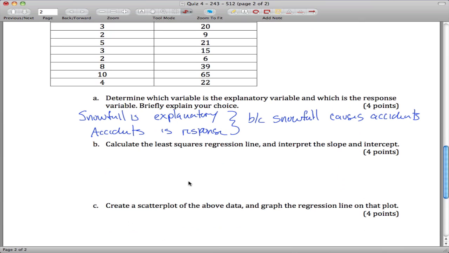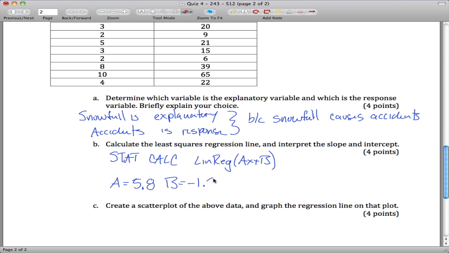Calculate the least squares regression line. I think the easiest way to do that is to use your calculator. If you go stat, calc, LinReg ax plus b, your calculator will spit out that a equals 5.8 and b equals negative 1.2. So our least squares regression line is y hat equals 5.8x minus 1.2.